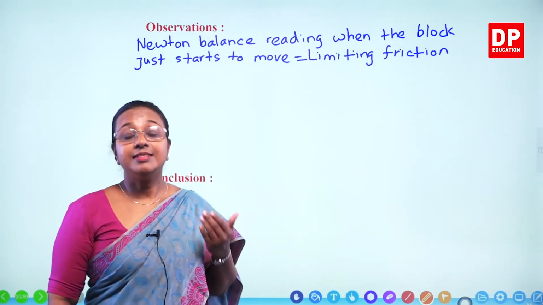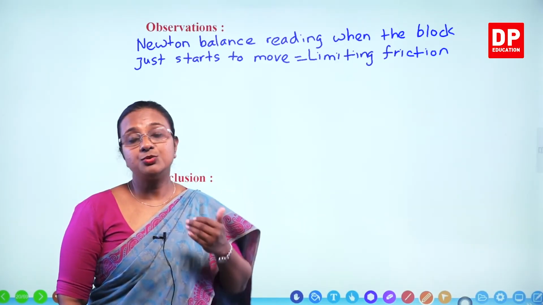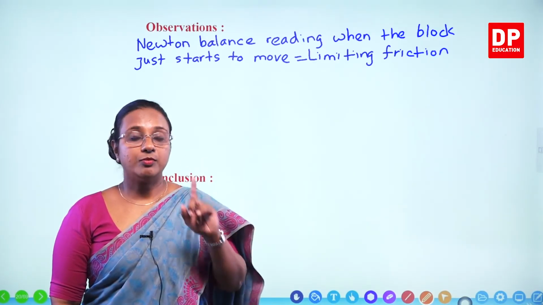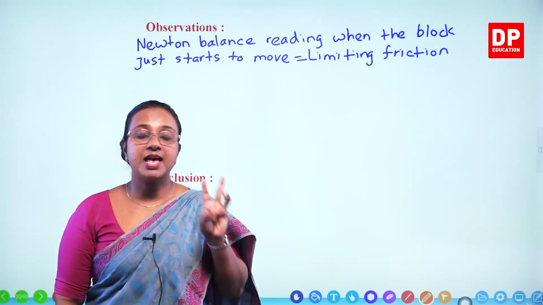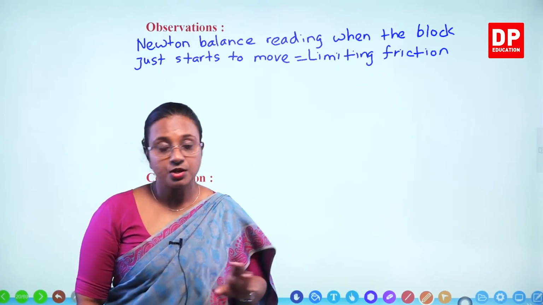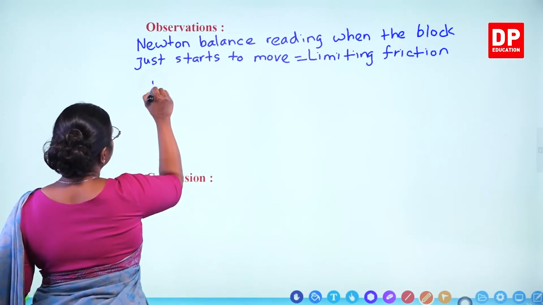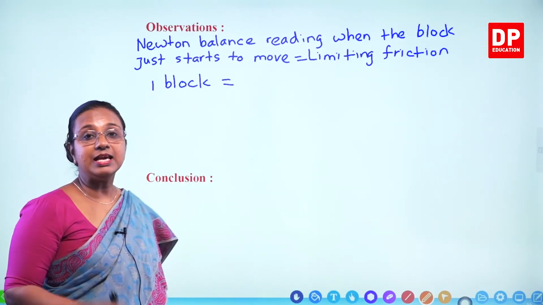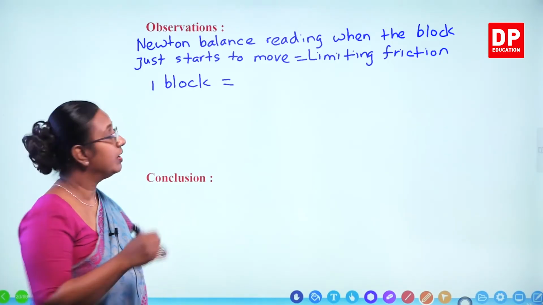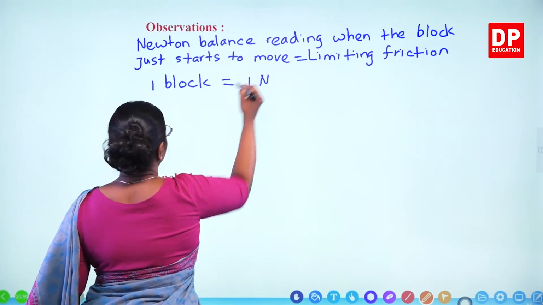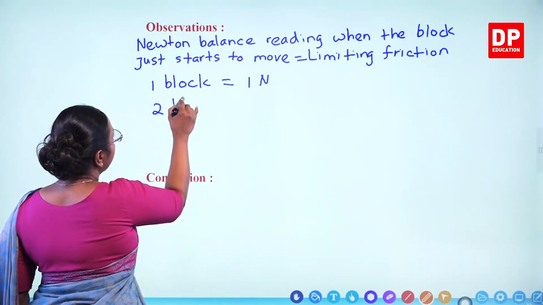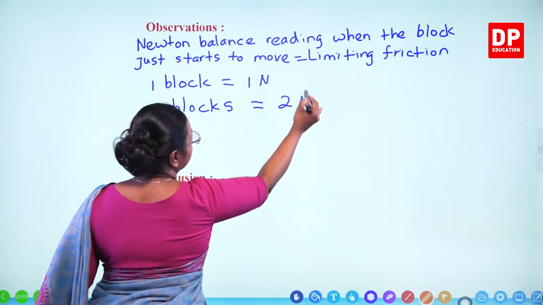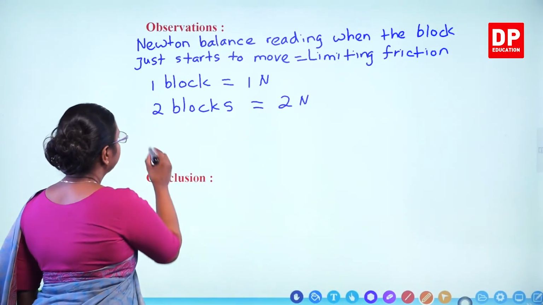So there were 3 instances under which we determine the limiting friction. With 1 block, with 2 blocks and with 3 blocks. So when we used only 1 block, what was the Newton balance reading as the block just started to move? It was 1 Newton. Then we increase the blocks to 2 blocks. Then the Newton balance reading was 2 Newton.